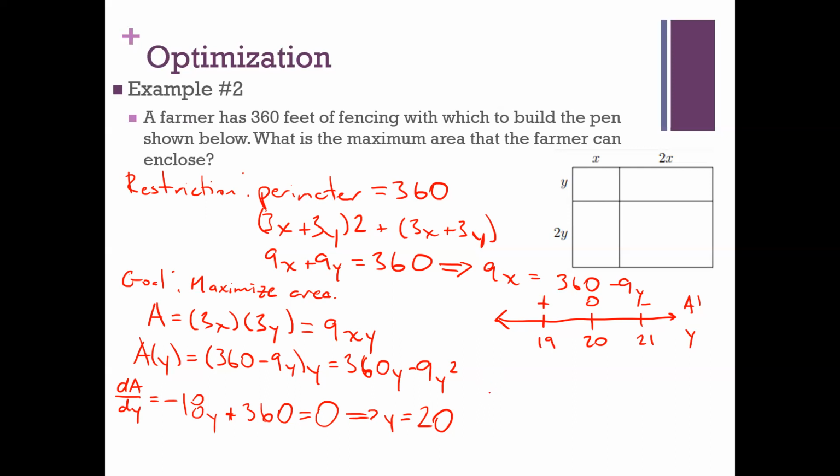So that would give you a value of x, but in this case I'm not actually asking you for what that is. I just want to know what the area is. So in this case, I'm just going to go straight to whatever A of 20 is. So 360 times 20 minus 9 times 20 squared. So 7,200 minus 3,600. So 3,600 square what? Feet.